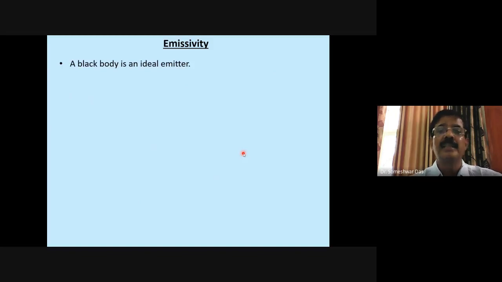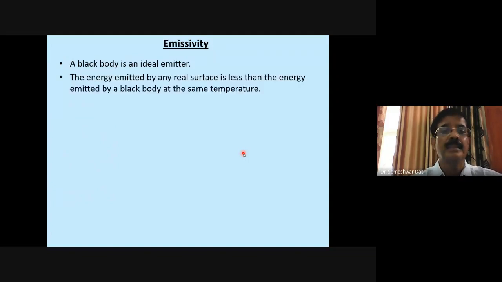Now next is the emissivity. A black body is an ideal emitter. The energy emitted by any real surface is less than the energy emitted by a black body at the same temperature, because a black body is supposed to be the maximum emitter. So any other body emits less than the black body at a given temperature.